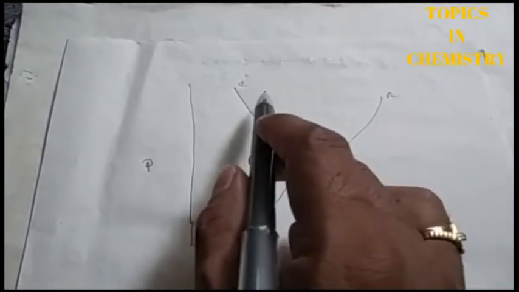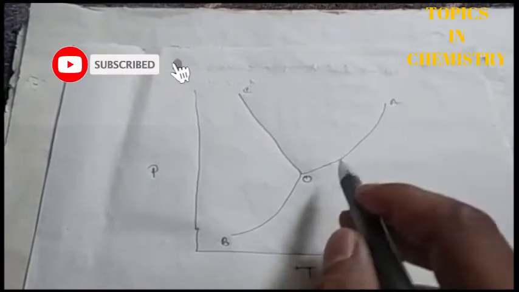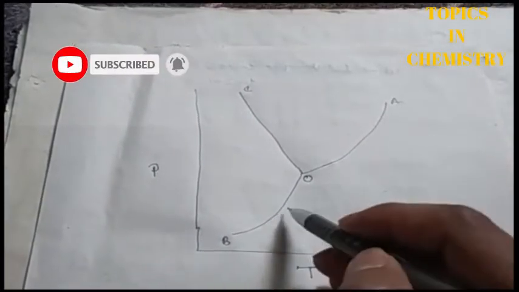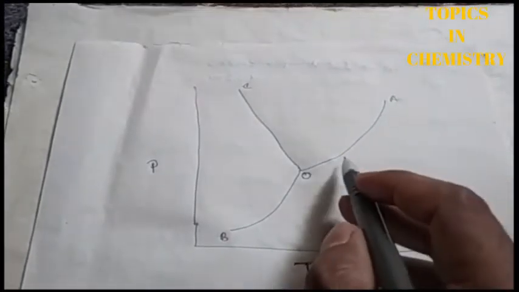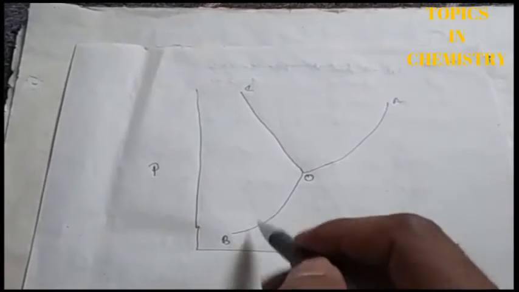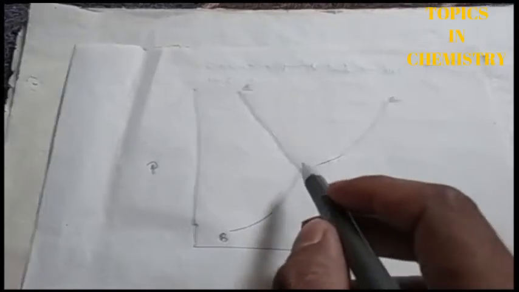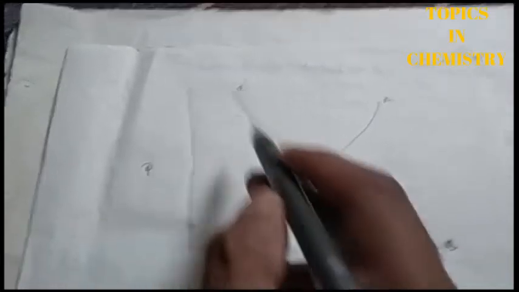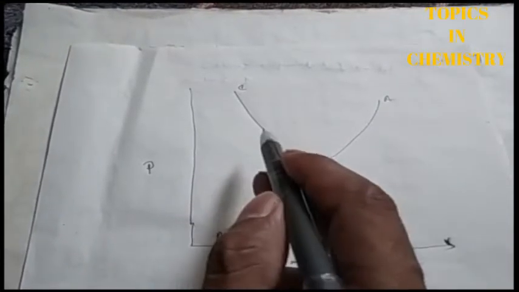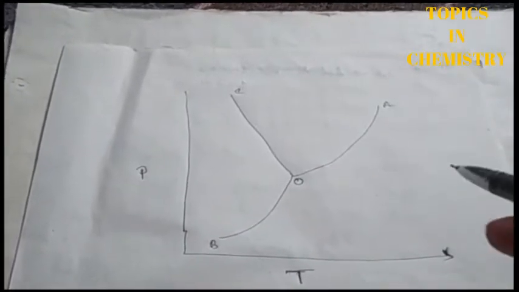In the last lecture I told you why the slope of the OC curve is negative, and you can see the OB curve slope and OA curve slope are both positive. With increase of pressure the boiling point of liquid water increases. Similarly, with increase of pressure the sublimation temperature gradually increases. But with increase of pressure the freezing point, the melting point temperature of ice, gradually decreases.